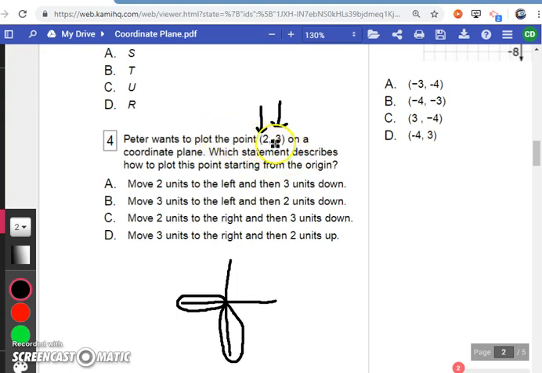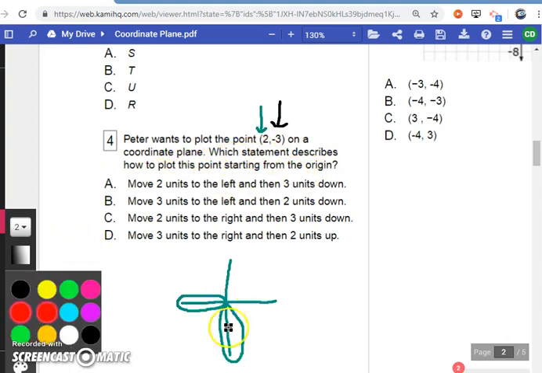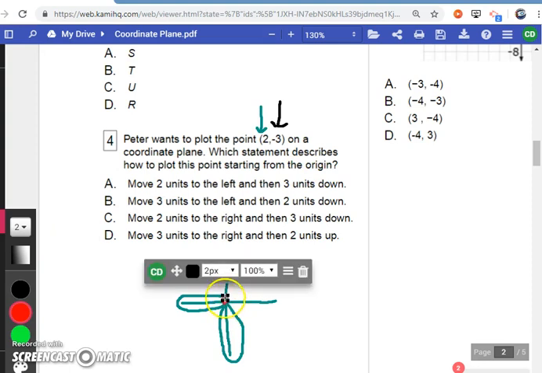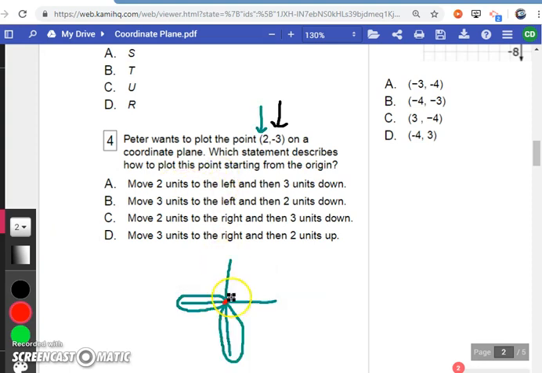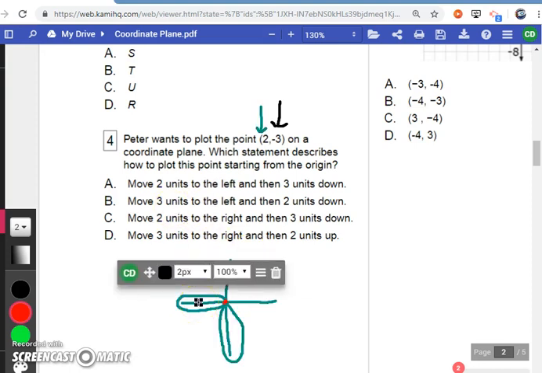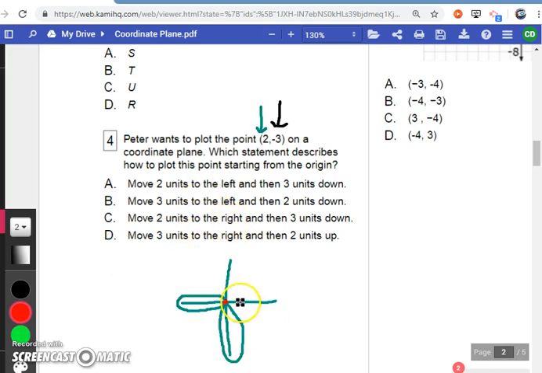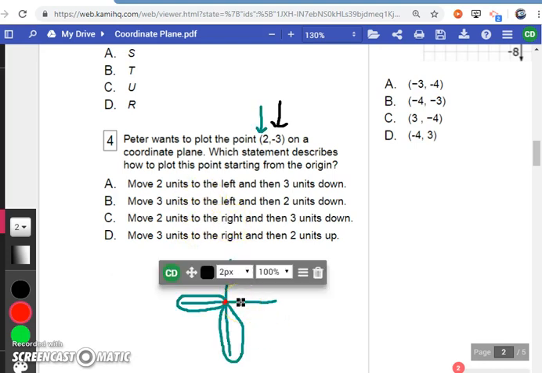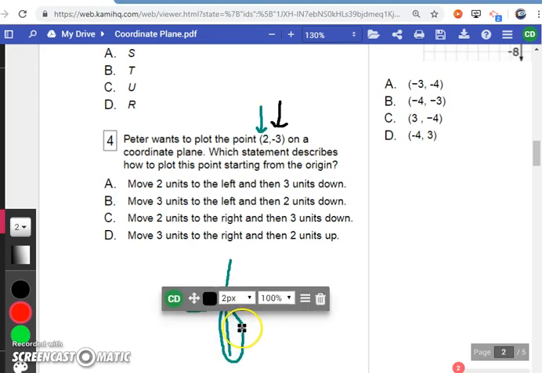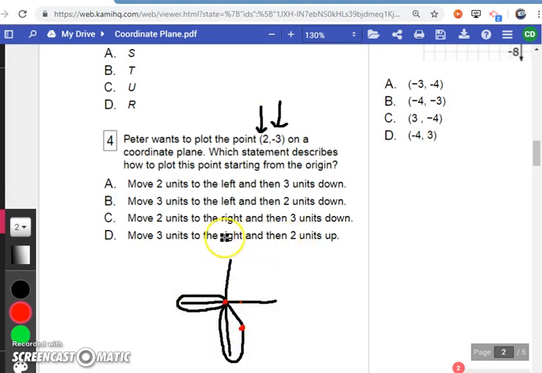So Peter wants to plot the point of 2, -3 on a coordinate plane. Which statement describes how to plot this point starting from the origin? All right, so the origin is 0, 0. I'm going to use a different color. Move 2 units to the left? Nope, because it's not -2. Move 3 units to the left? Nope, because it's not -3. Move 2 units to the right? Yep. And then down 3 units. So that's where the point should be, right there.